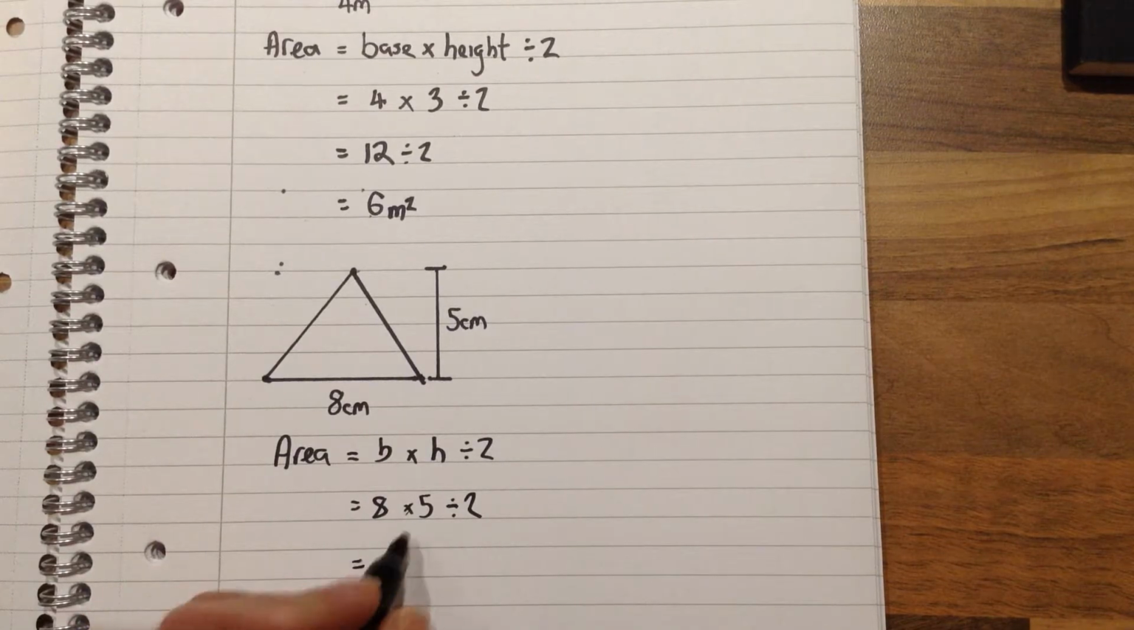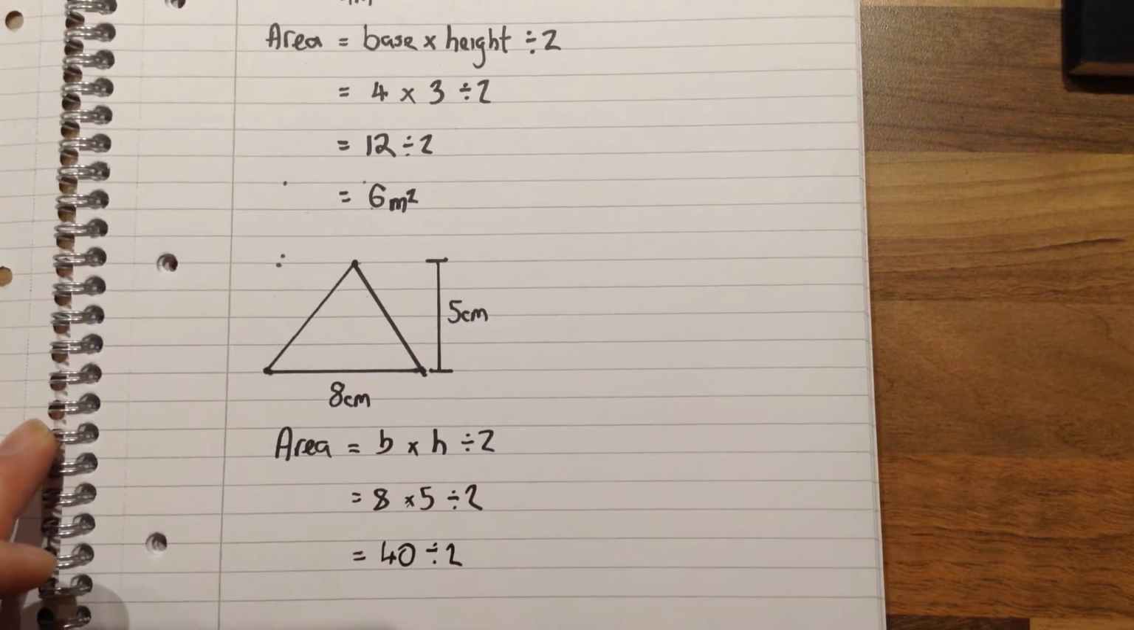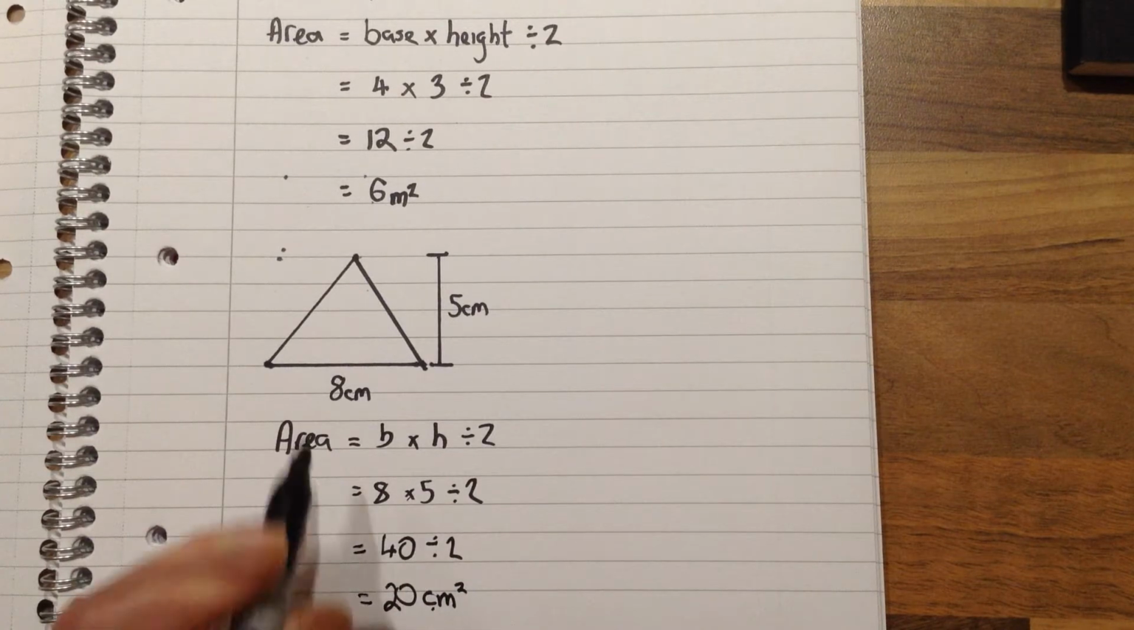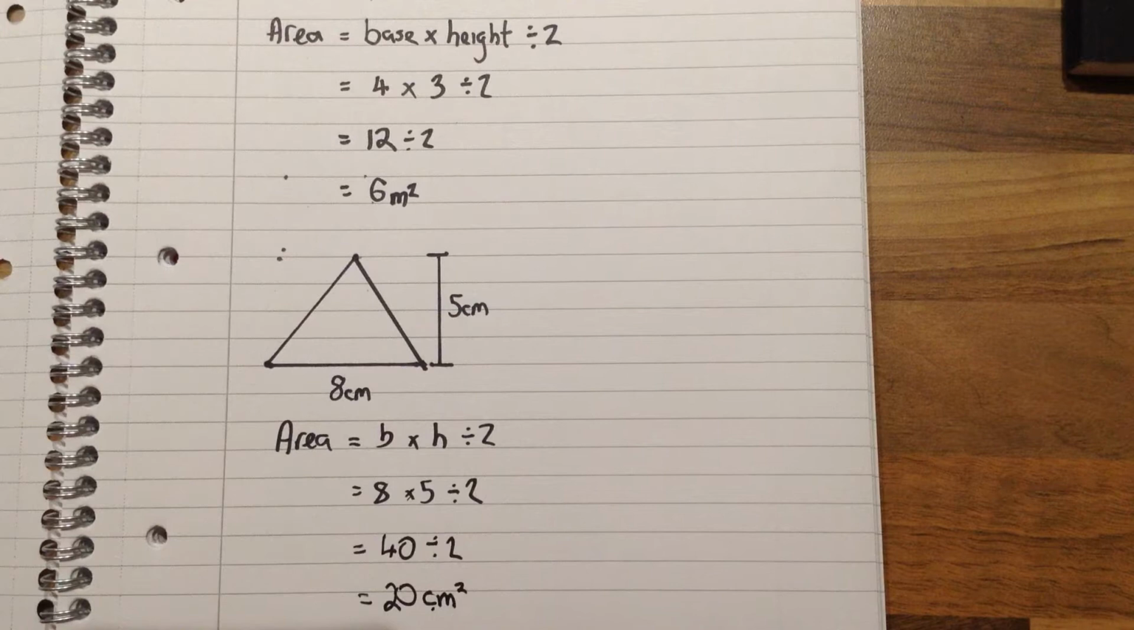8 times 5 is 40, then we need to divide by 2, so we get that our final answer here is going to be 20, because 40 divided by 2 is 20, centimetres squared. It's centimetres this time because that's the unit in the question. I would like to see if you can try do this without a calculator. However, if you really need to, for some of the questions, I'll say that you can.